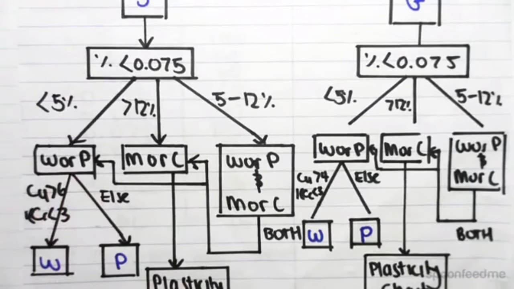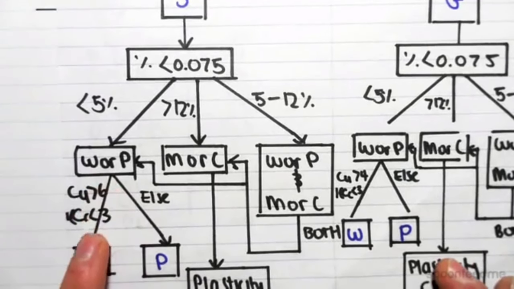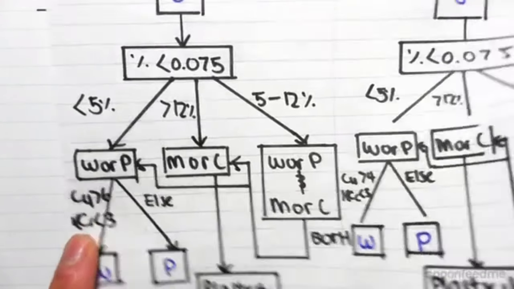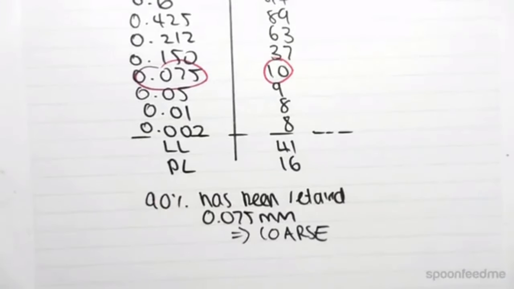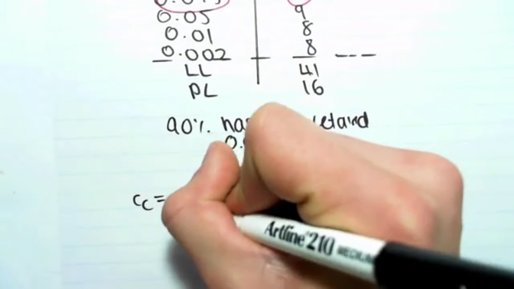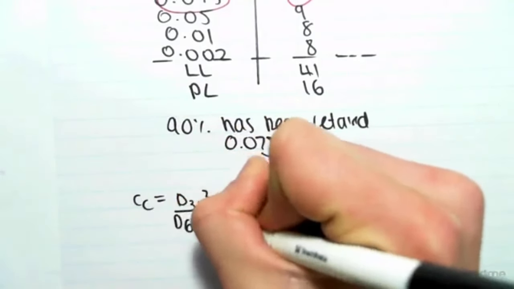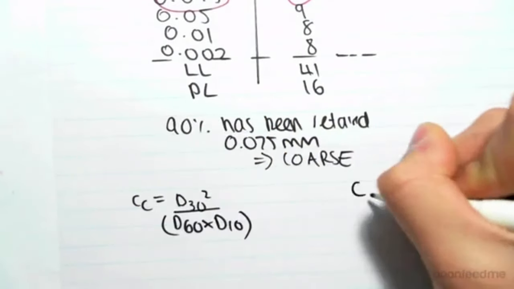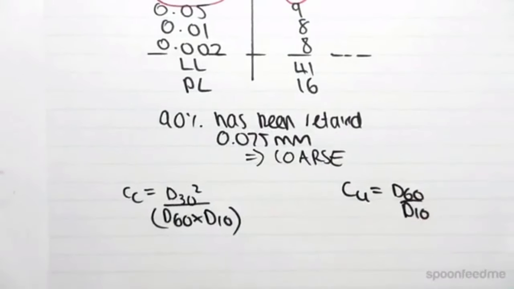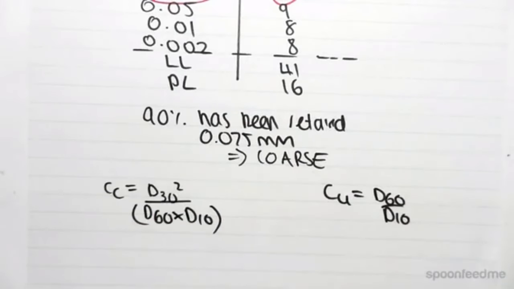We know how to do this already from the previous two videos, but let's just do them. So W or P. We need to know the Cu term and the Cc term. We remember that Cc is equal to D30 squared on D60 times D10, and Cu was D60 on D10. So we need to go find those, and we found these values from our grading curve.